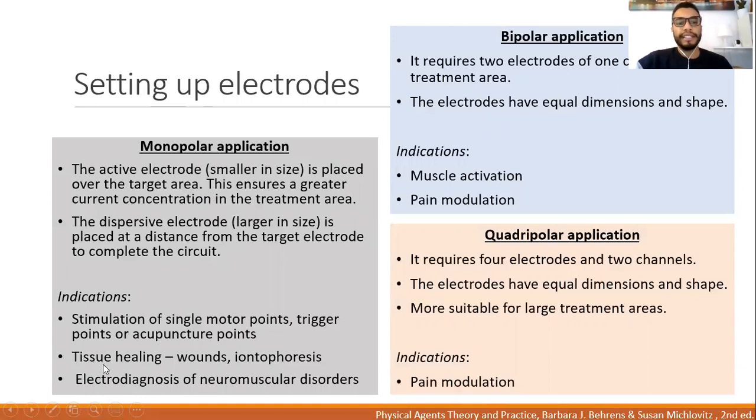for tissue healing, including wounds, or edema, or iontophoresis. This is monopolar application, and also for electrodiagnosis of neuromuscular disorders, in which we use this kind of application. The bipolar application requires two electrodes of one channel.